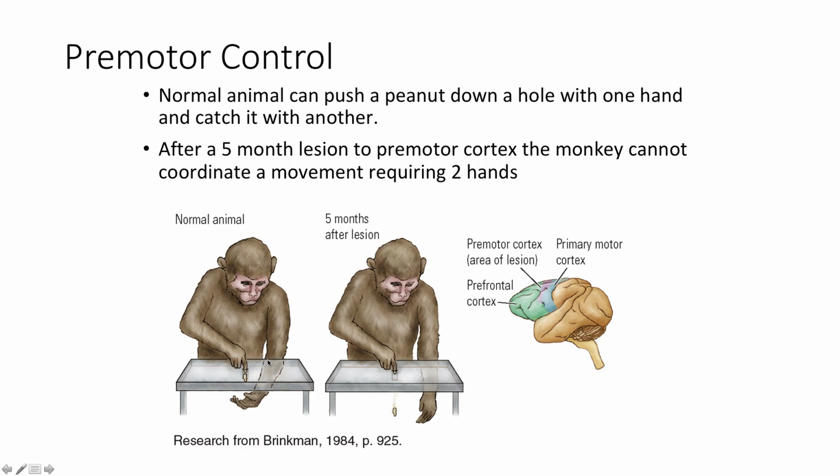But if the premotor cortex has a lesion, the brain-injured monkey cannot do that. He will push it through, but he will not be able to catch it with the other hand. So he will not be able to coordinate this movement. This means that the premotor cortex is needed for these complex movements.